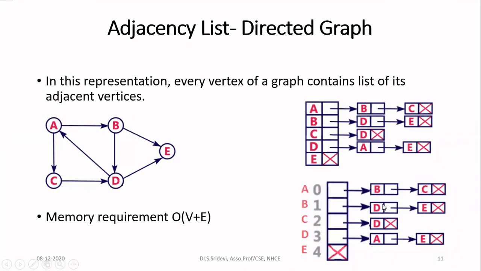In the second also the same thing. You are creating first an array. The size of the array depends upon the number of vertices, so order of V. And then this linked list size depends upon how many edges you have. So it is order of E. So we will say order of V plus E. This is for the directed graph.